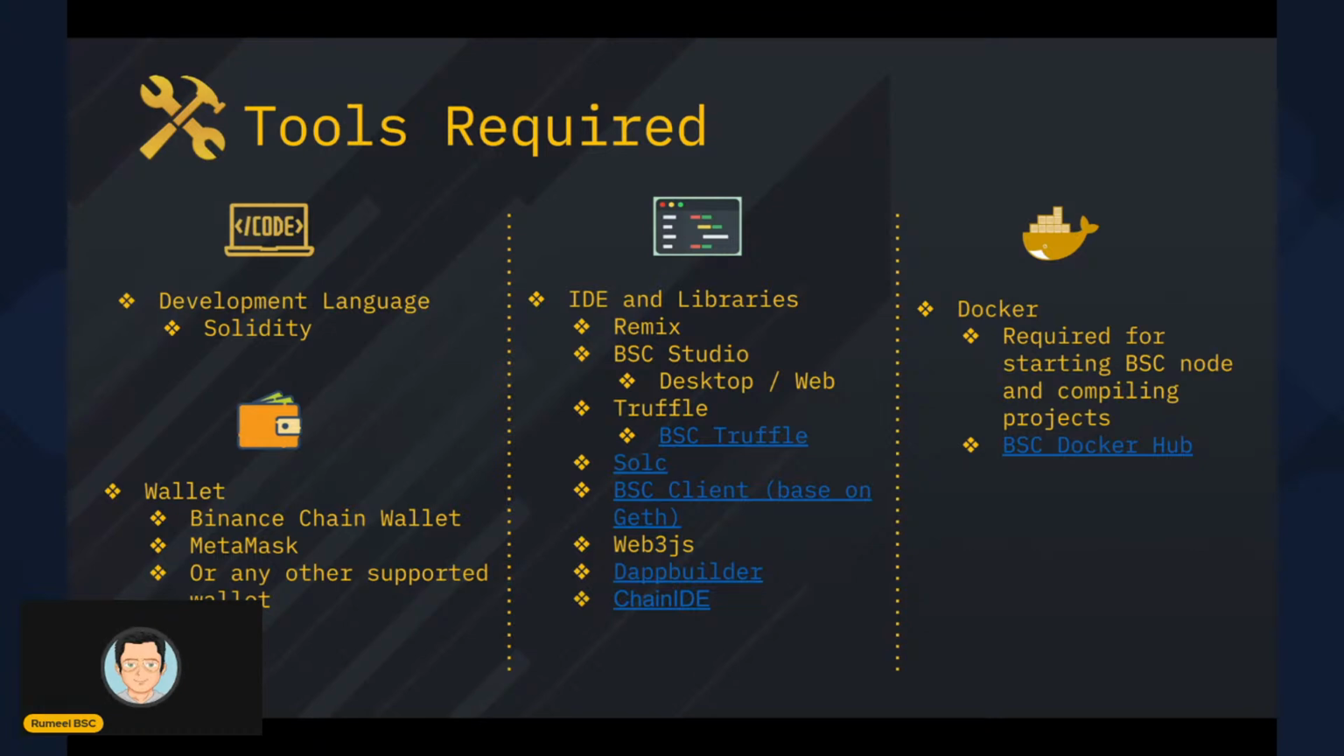You can also use Remix, it's live. By using the URL you can develop your applications. Binance has its own studio, which we call the BSC Studio. It is also good, you can use it and deploy your application. Truffle is a framework, and BSC Truffle is also there. Also BSC client based on Geth, Web3.js, Dapp Builder, ChainIDE. These are the IDEs and libraries that you can use. For Docker, BSC Docker Hub is there. Some images are also there. You can just use them and deploy your application for easy development.